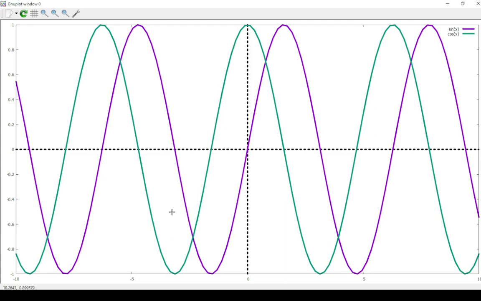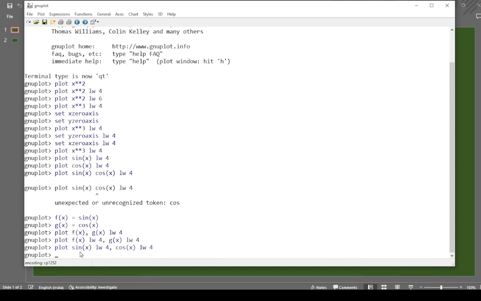But if you need to plot a very simple function, you can just write the function, sine x LW 4, cos x LW 4. Then say x square and x cube. If I plot x square in the same graph, x cube in the same graph, x to the power 4 in the same graph, you can use commas. It's very simple.